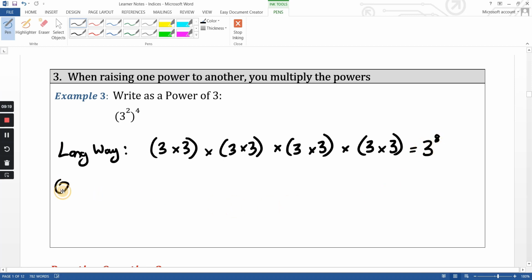Obviously, you guys will be doing the quick way. So the quick way is you just multiply the powers together. So that's 2 times 4, which gives you 3 to the power 8. Okay.